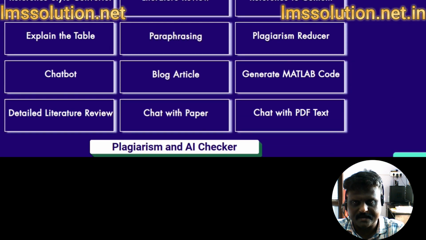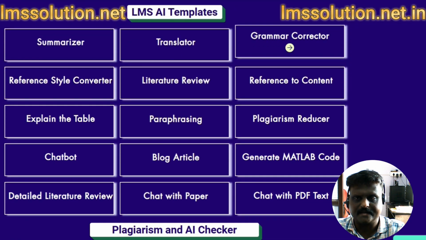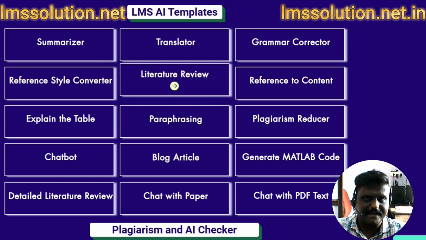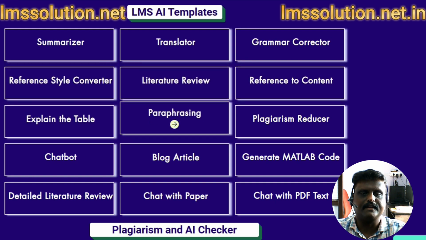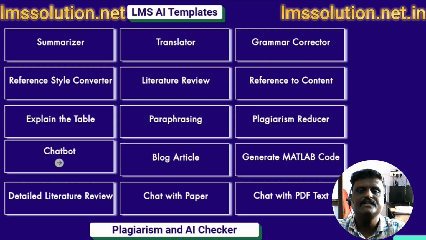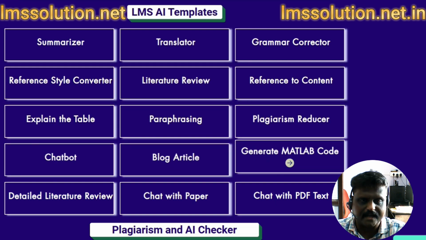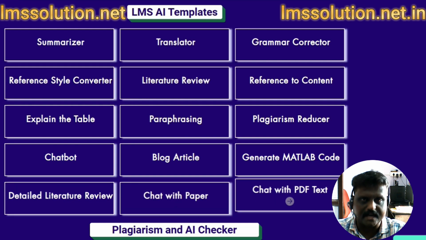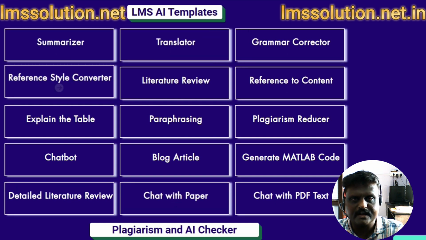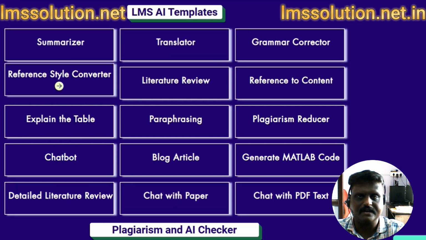The first ones are summarizer, translator, grammar corrector, reference style converter, literature review, reference to content, explain the table, paraphrasing, plagiarism reducer, chatbot, blog article, generate MATLAB code, detailed literature review, chat with paper, chat with PDF text. These are the different kinds of AI templates available in LMS AI. All these AI templates are especially designed for research paper writing. For literature review alone, you will have 5 different AI templates.